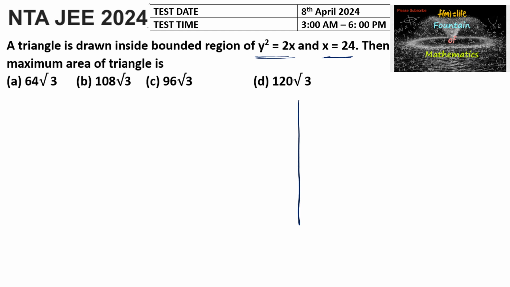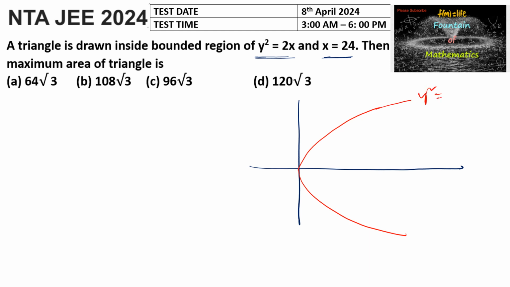Let's draw the parabola. y square is equal to 2x, whose vertex is the origin. So here is the parabola, y square is equal to 2x, and x is equal to 24 is a vertical line. We can see this point is 24 comma 0.